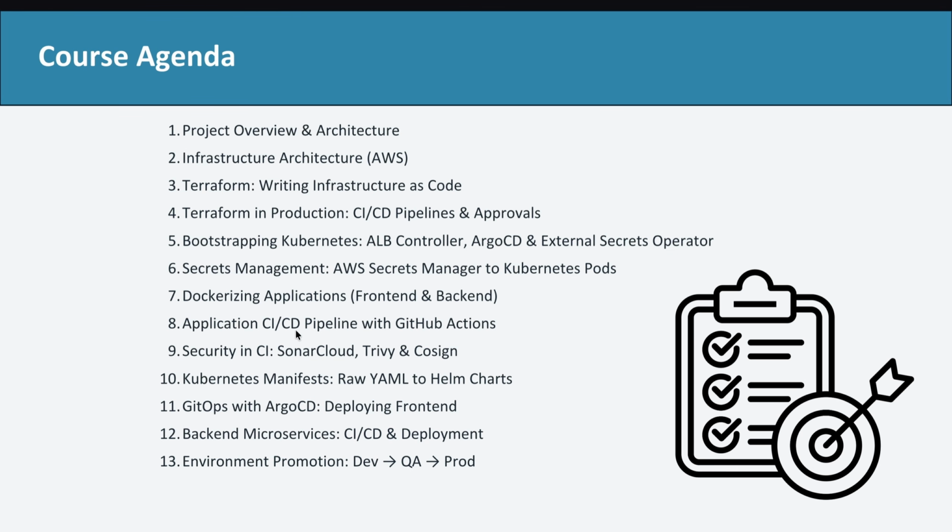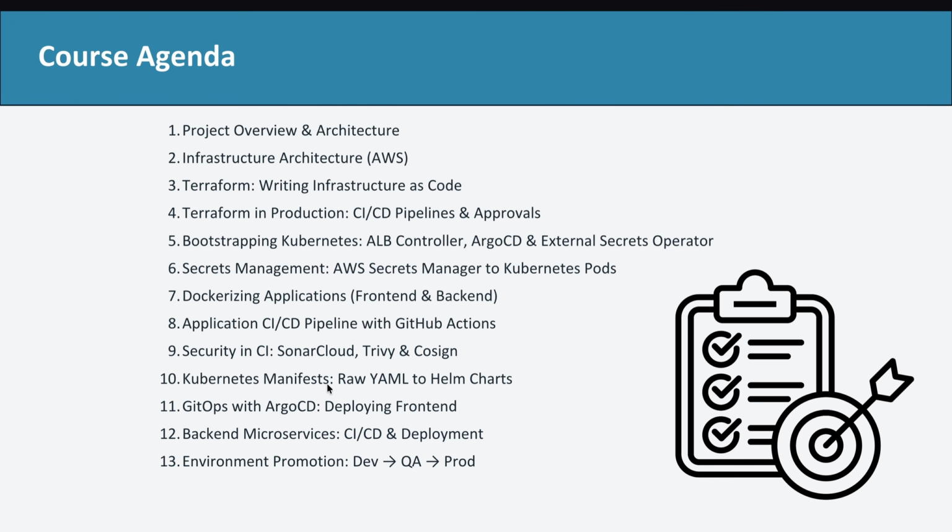Next, application CI/CD pipeline with GitHub Actions. We are using GitHub Actions as our CI, so we need to write workflows. Then we need to build, scan, test, and deploy our microservices. Next, security in CI. We are using SonarCloud, Trivy, Cosign, just to validate whether our code is secure or not, and even whether our image is secure or not.